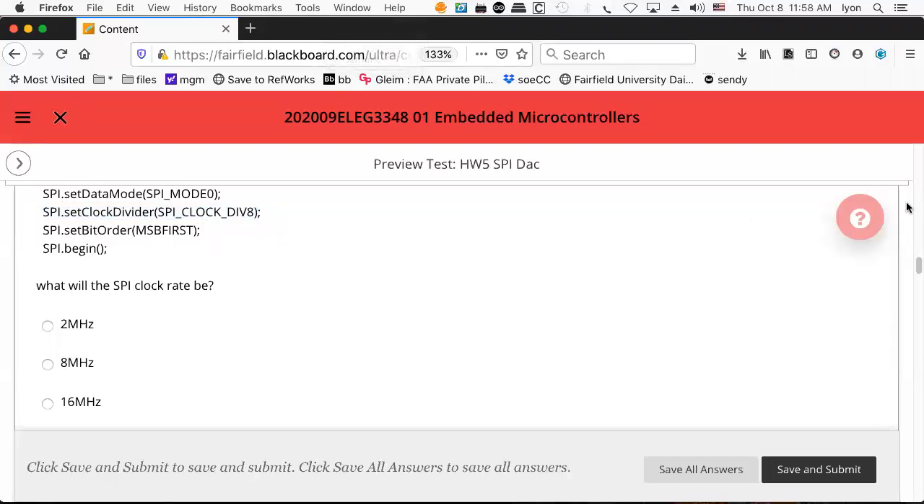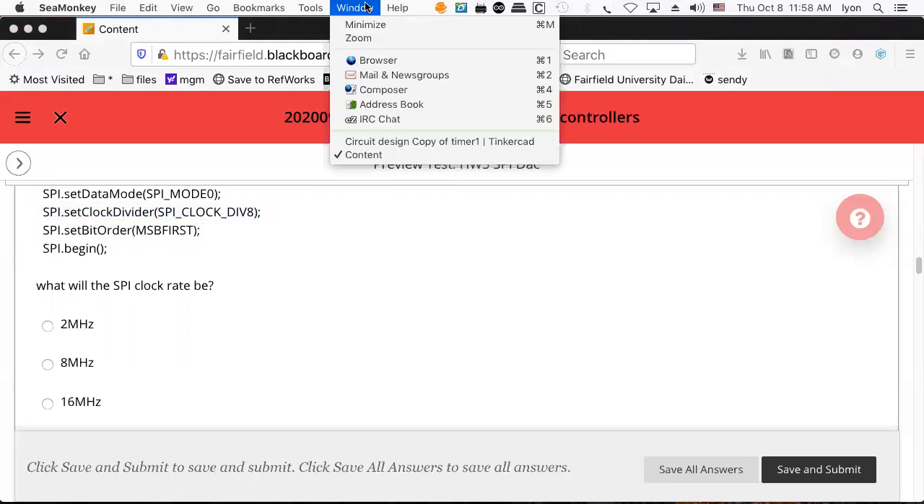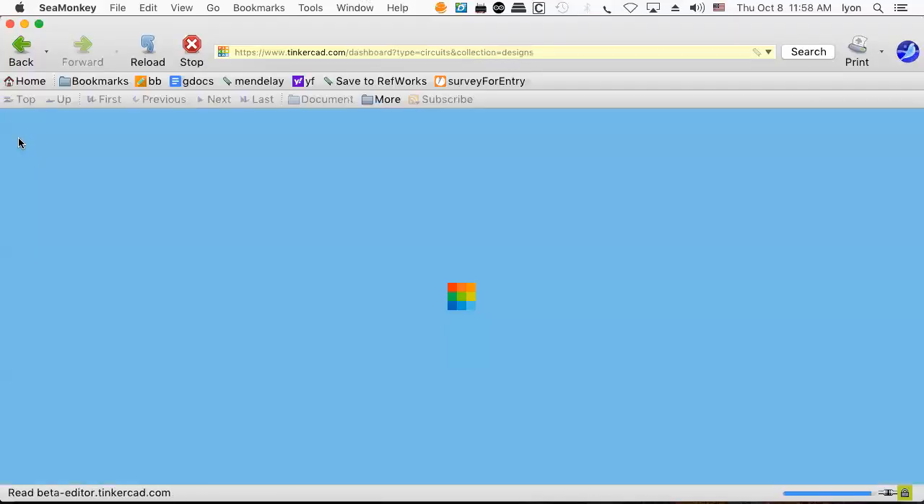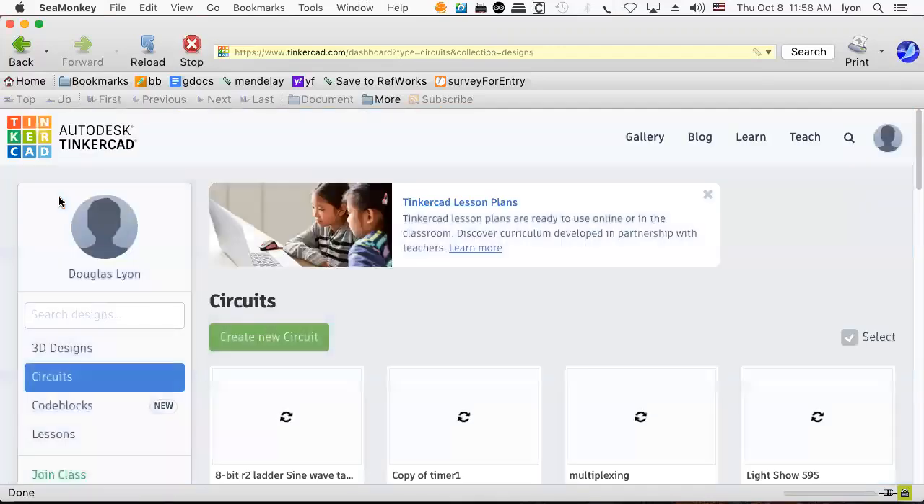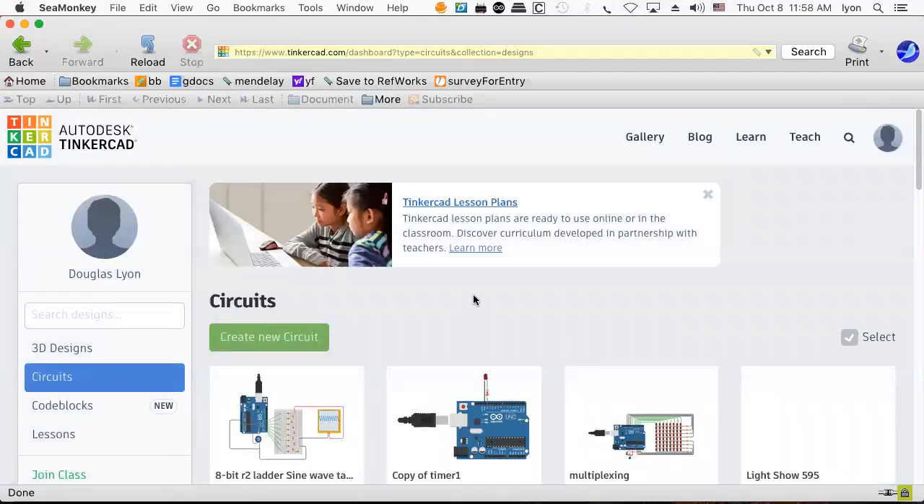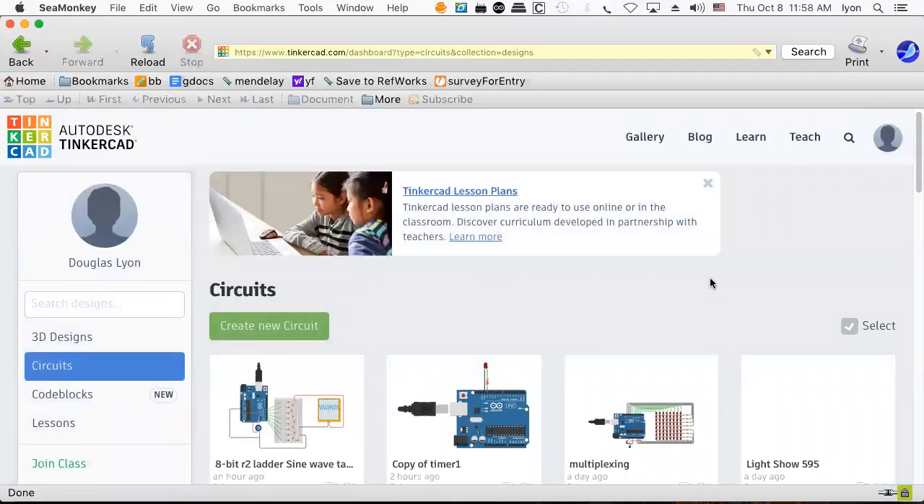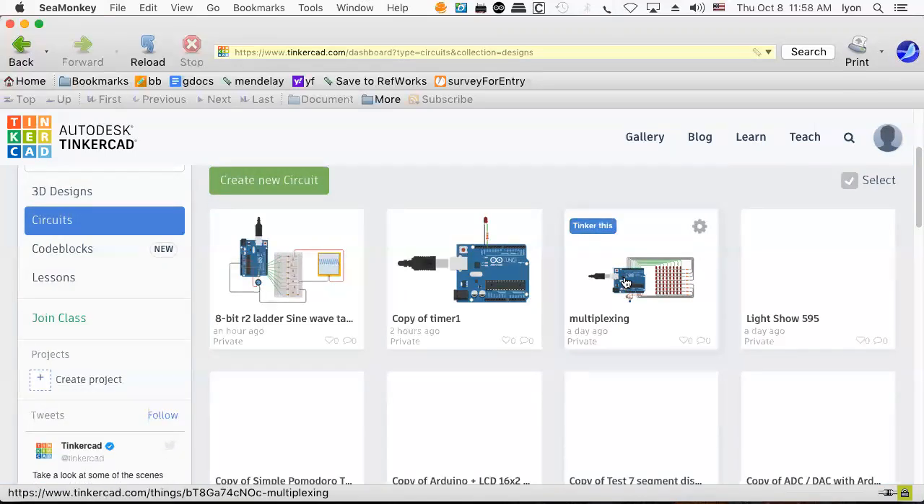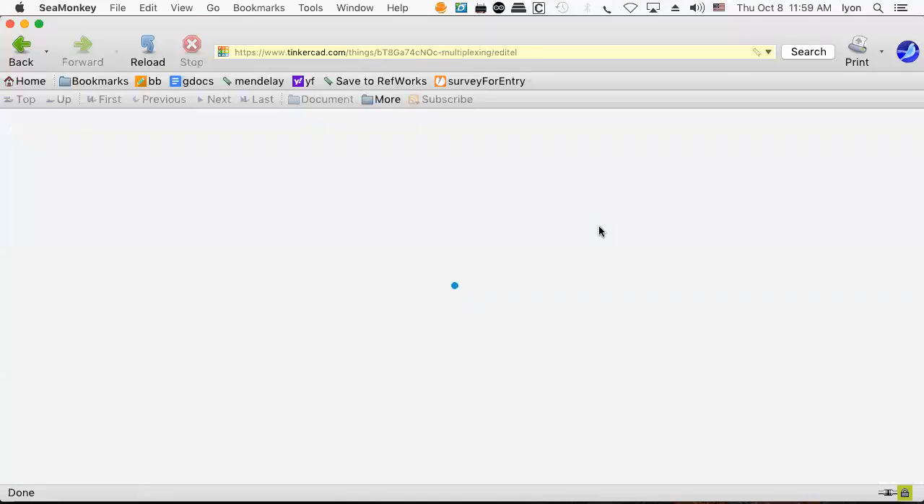Very exciting. So what I thought I would do is show one of these other circuits that I was tinkering with. It's kind of an interesting Tinkercad experiment. Yeah, this is a multiplexer.